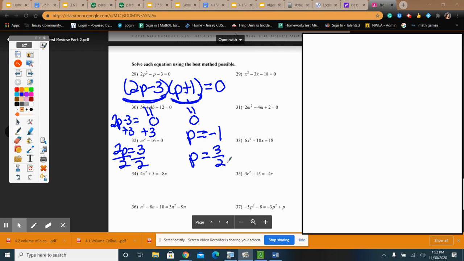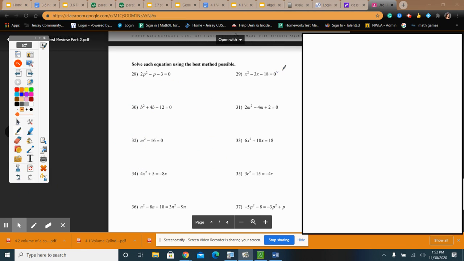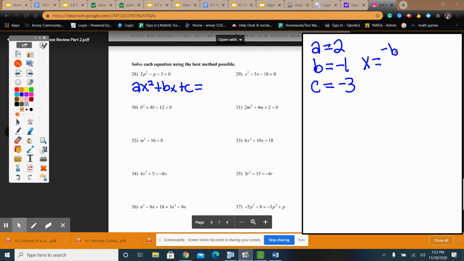Okay? Now, some of you would not have even tried to factor, because the 2's in front. So you would have tried the quadratic formula. And you would know that a equals 2, b equals -1, and c equals -3, because we use the ax squared plus bx plus c to come up with those. And then most of you probably sing a song. x equals -b plus or minus the square root of b squared minus 4ac, all over 2a. It's really cute. And then you plug in what we know.